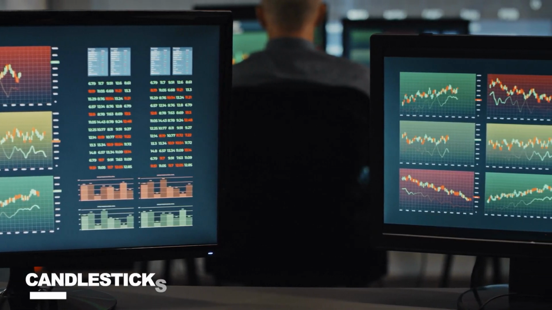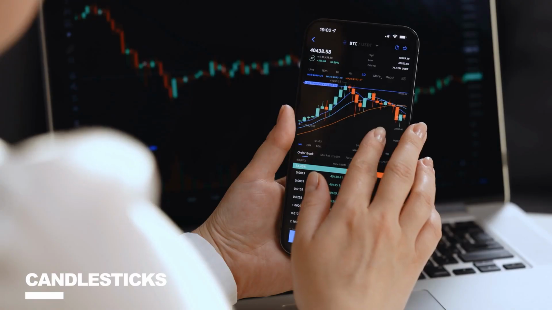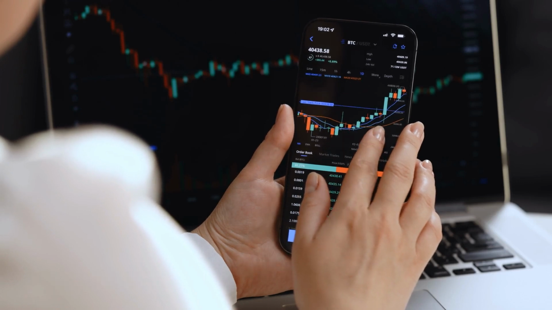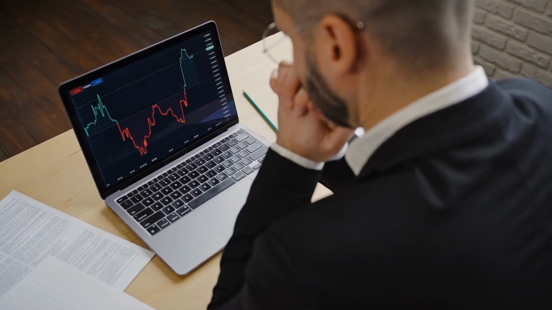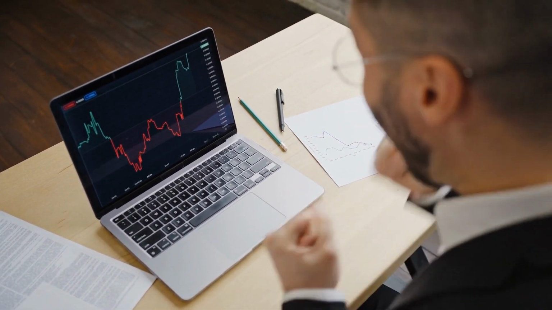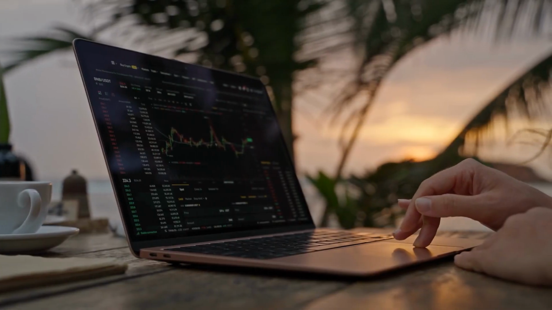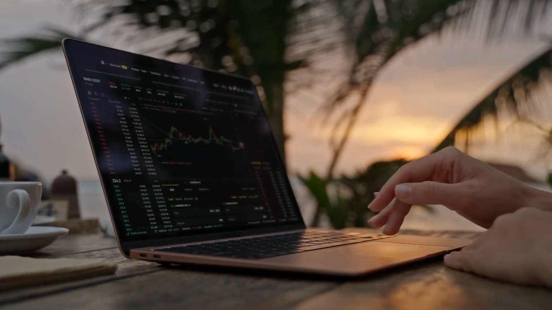But first, what are candlesticks? Candlesticks are a popular way to analyze an asset's price movement. They provide quick and insightful information using just a few bars. Imagine a chart where each candlestick represents a single day of trading. Now, let's dive into the 3 key features of a candlestick.